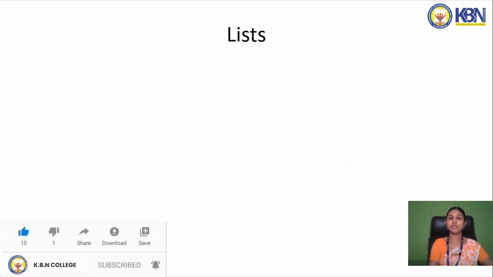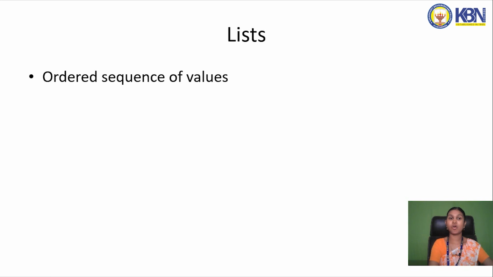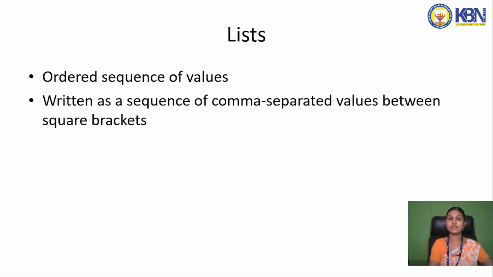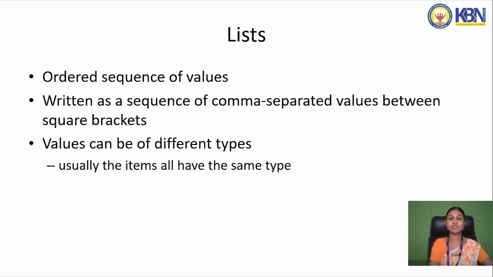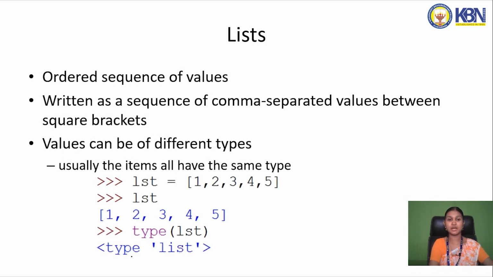And the next one, list operations. It is an ordered sequence of values separated by commas, and it is represented with square brackets. A tuple uses open parentheses and a list uses square brackets. Values can be of different types. The items may have the same data type, but in lists and tuples you can take characters and integers together, and the same data types are included as Python data types.